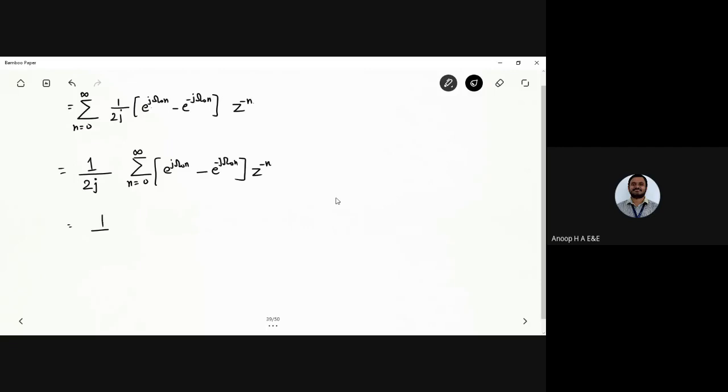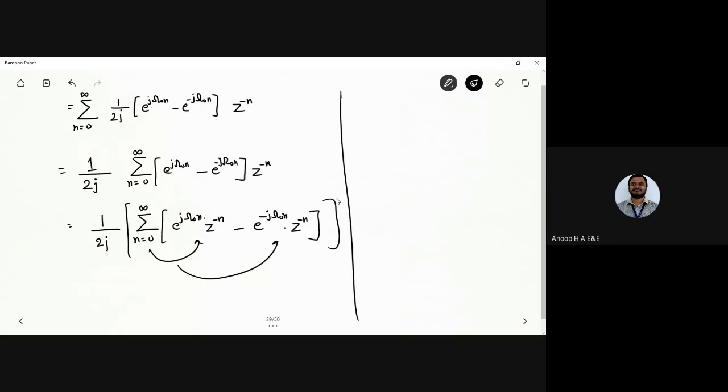Now I can do another multiplication: 1 by 2j sigma n equals 0 to infinity, e power j omega naught n multiplied with z power minus n, minus e power minus j omega naught n multiplied with z power minus n. I think you know how I can proceed from here onwards. I can have a power n. This sigma can be used for both terms here. I can write it as 1 divided by 2j sigma n equals 0 to infinity, taking n as the common term, e power j omega naught z power minus 1 whole power n.